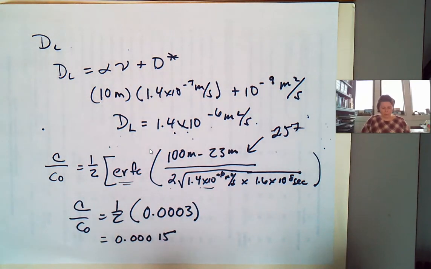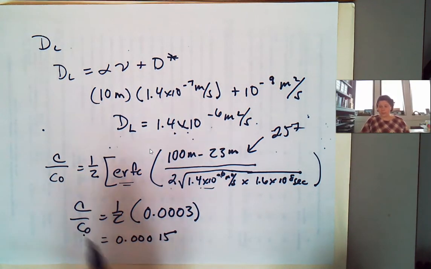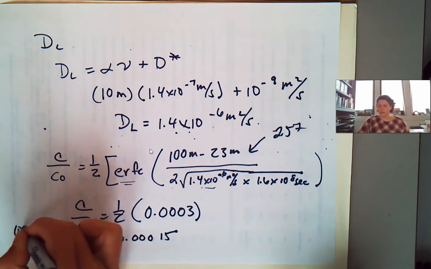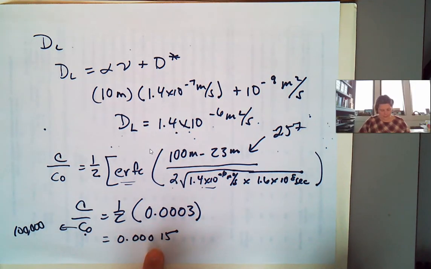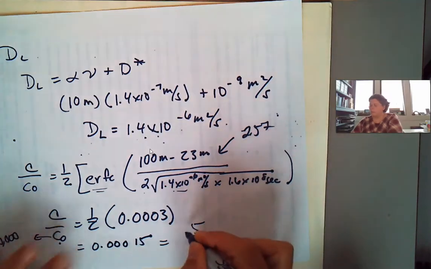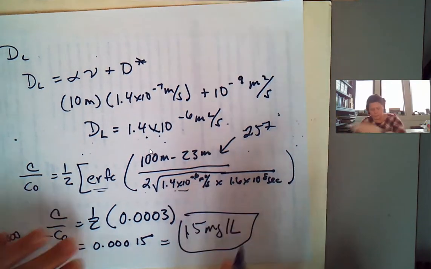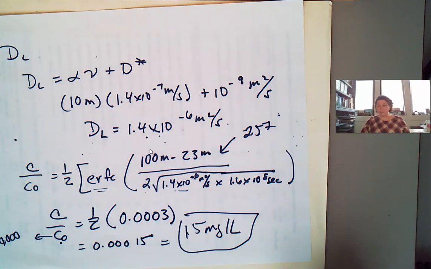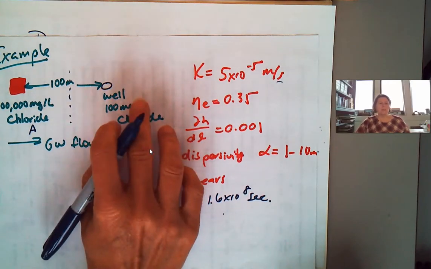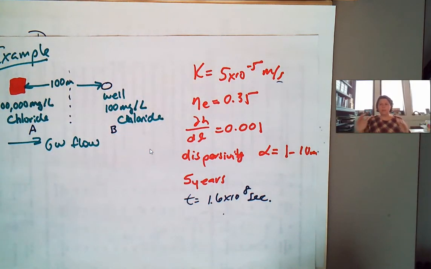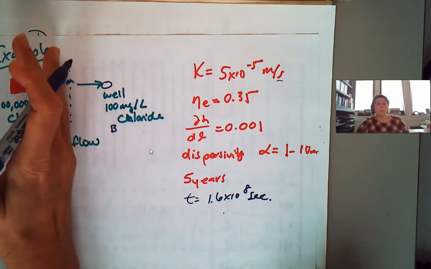Well, what does that mean? Well, if our background concentration, our C naught here, is 100,000 milligrams per liter from the well, and then we multiply that 100,000 times this, it equals 15 milligrams per liter. So it's saying that after 5 years, remember, if it's moving by advection, it's just going to be moving as a sharp front, okay? And that would say that it has only moved 23 meters.